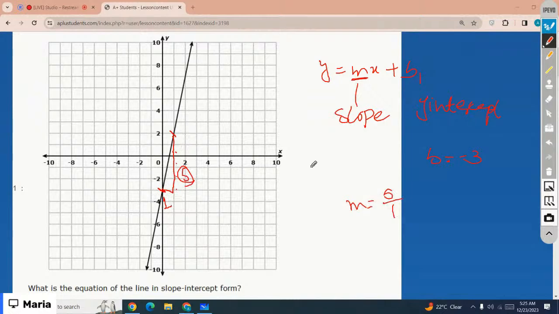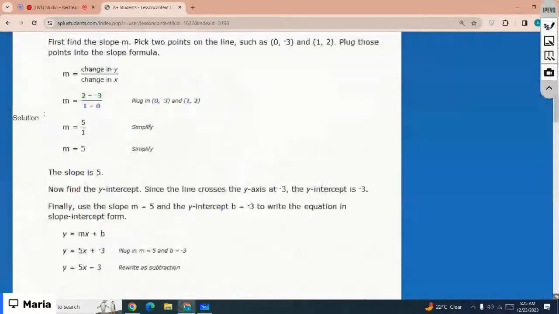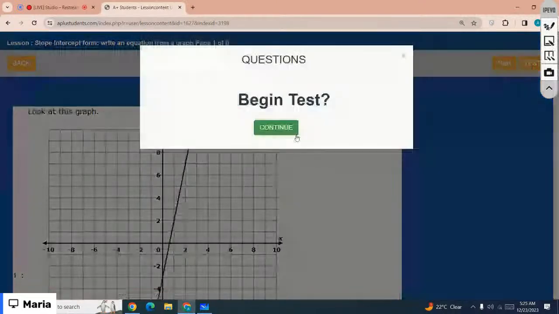So the equation is, just put the information in the equation. y equals m, the slope is 5x, and the y-intercept b is negative 3. So that is y equals 5x minus 3. Practice questions. Y equals 5x minus 3. Here is 5x minus 3, right? You can find the slope using two points. So whichever method you find easy, you can calculate the slope, right?